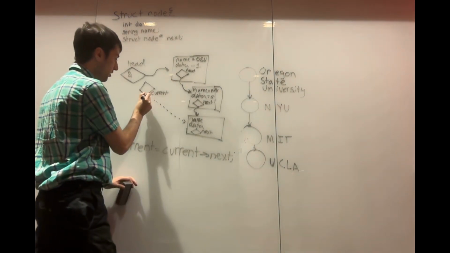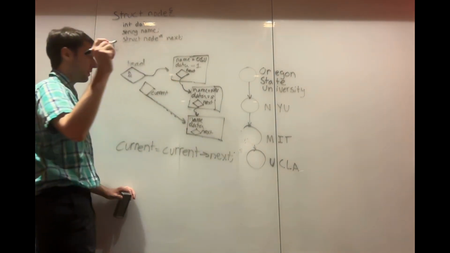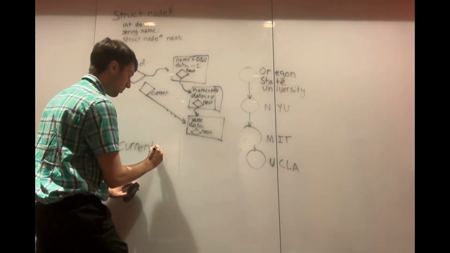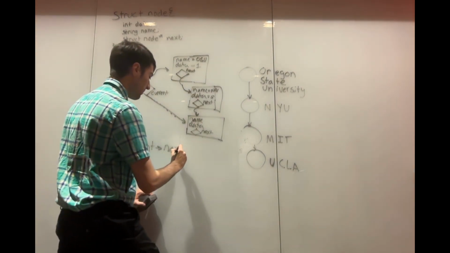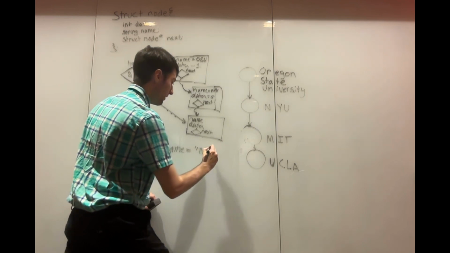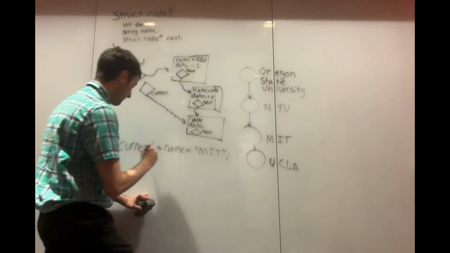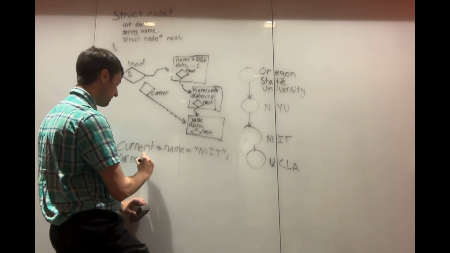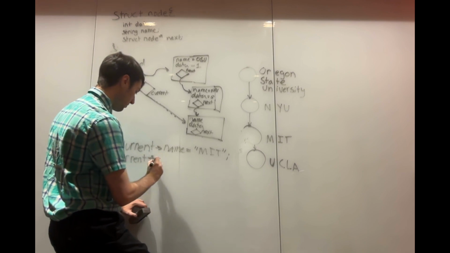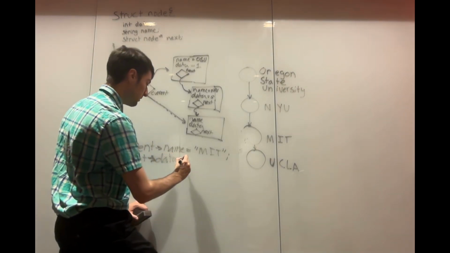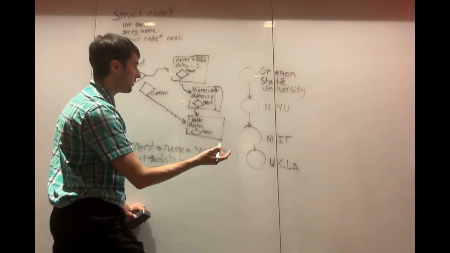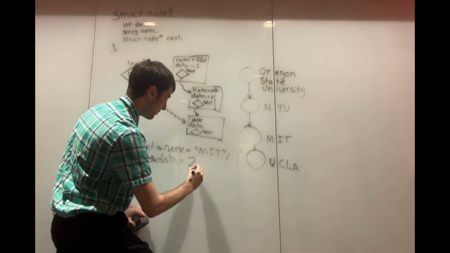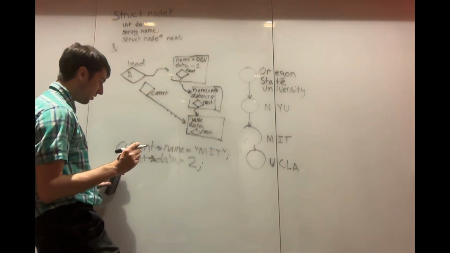Very good. So now current is pointed here. And now you can just do current arrow name equals MIT, and then current arrow data equals, and then MIT, well, that's probably number 2, so that one's going to be rank number 2. Okay, so current data MIT.